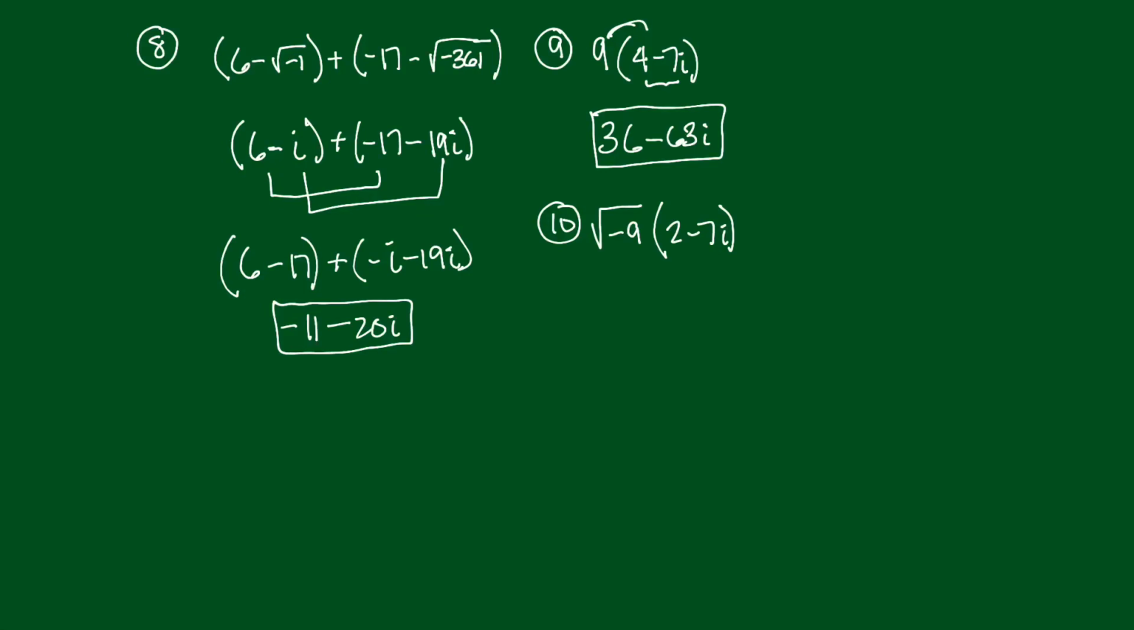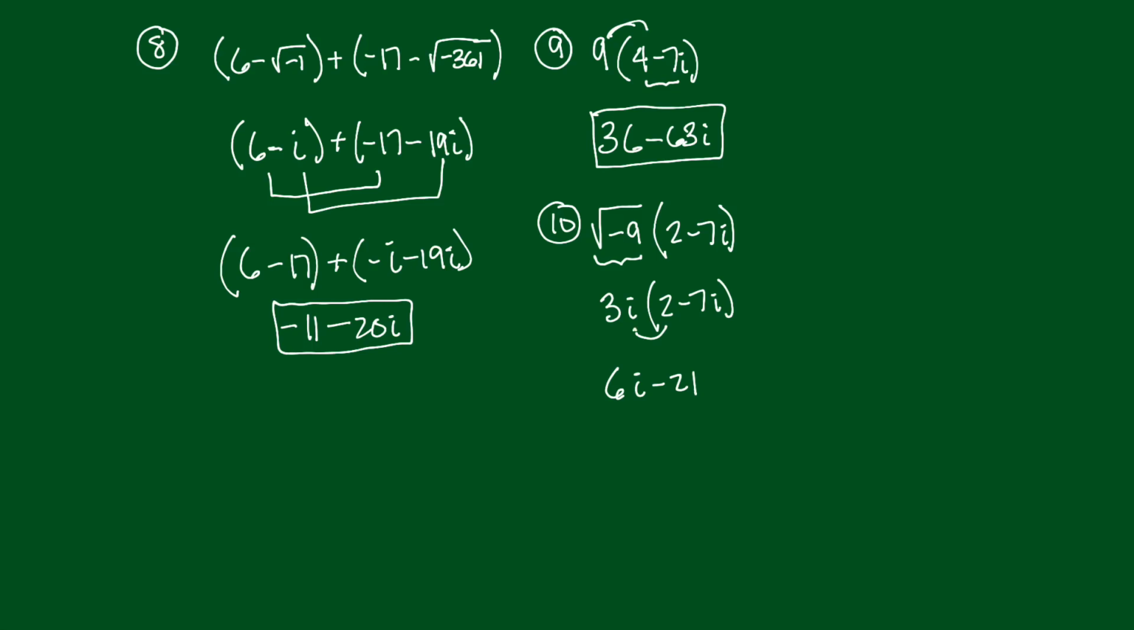And we have a multiplication here. Now, this number I can simplify right away. It's got a negative under the radical, so i is going to come out. Square root of 9 is 3, so how about 3i times 2 minus 7i. Now, distribute. 3i times 2 is 6i. And then 3 times negative 7 is minus 21.